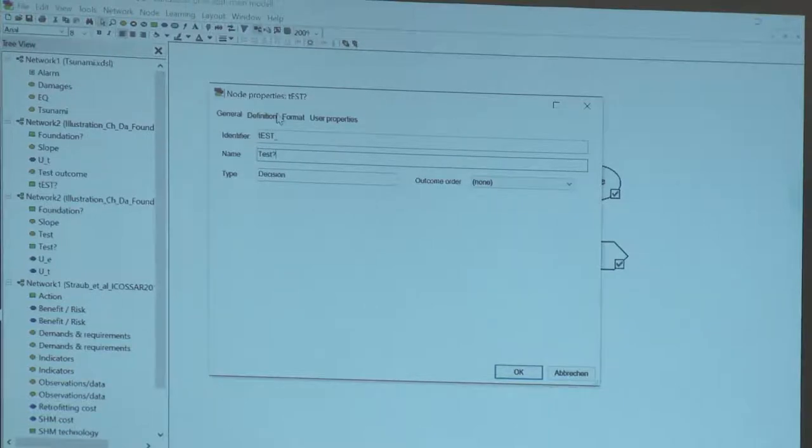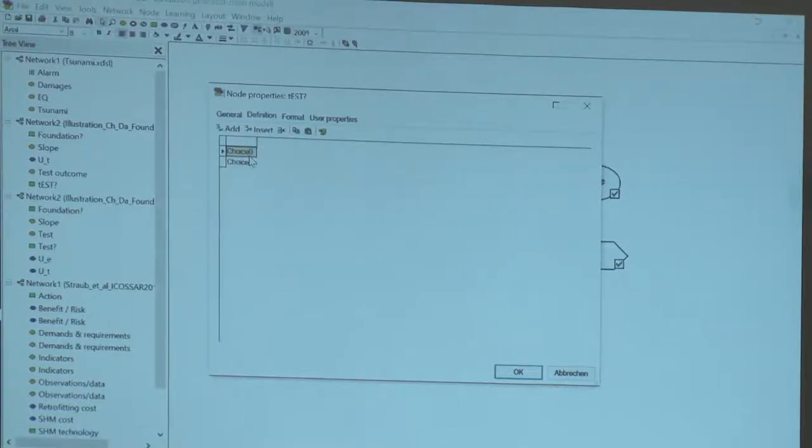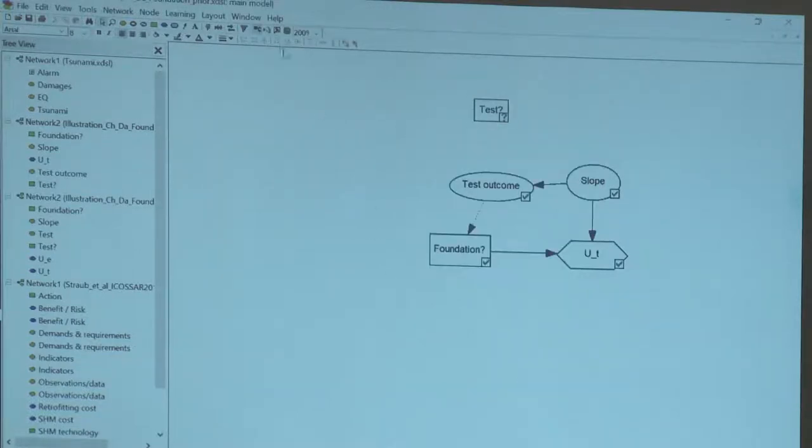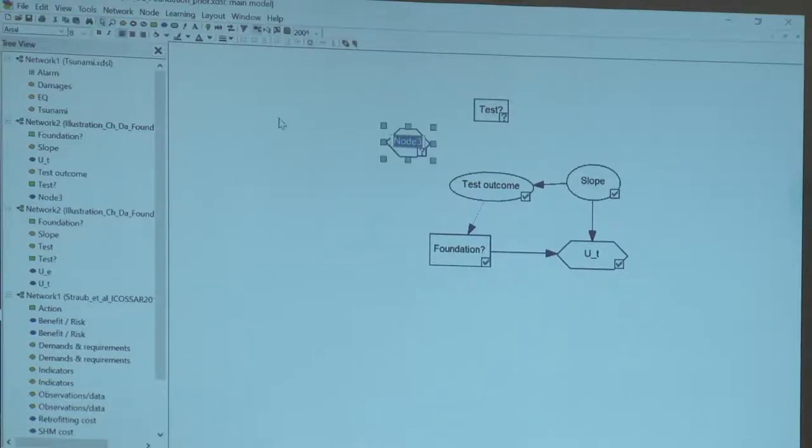And this has two possible choices or alternatives. I can either test, I say yes, or I don't test, no. This is associated with the utility, with the cost. So I put here this utility or value node. So this is the cost of the test, UE we called it.